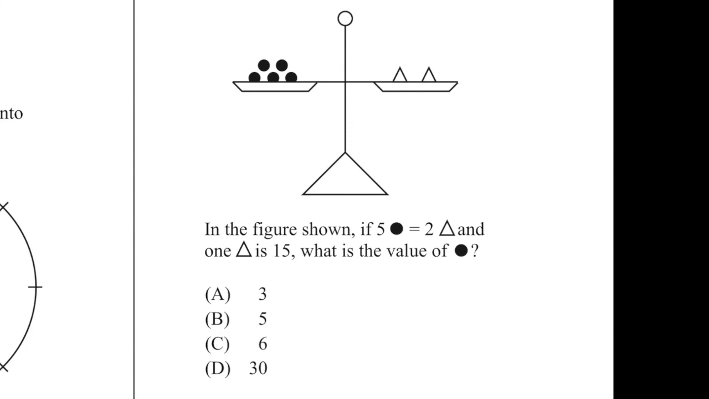This is a symbols problem, but it's slightly more complex looking than the other ones we've done. The equation it's showing us is 5 circles equals 2 triangles, and it says 1 triangle is 15. So, can you think about what you might need to substitute? You're substituting triangles for 15. So write out your equation with this substitution and try this one now.